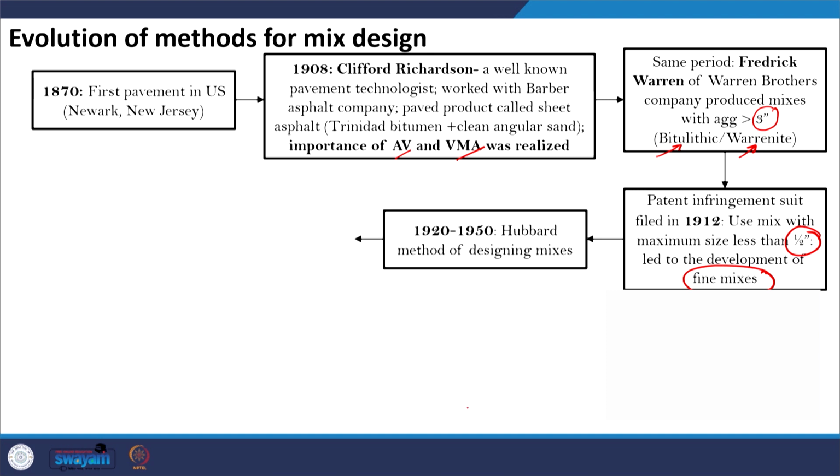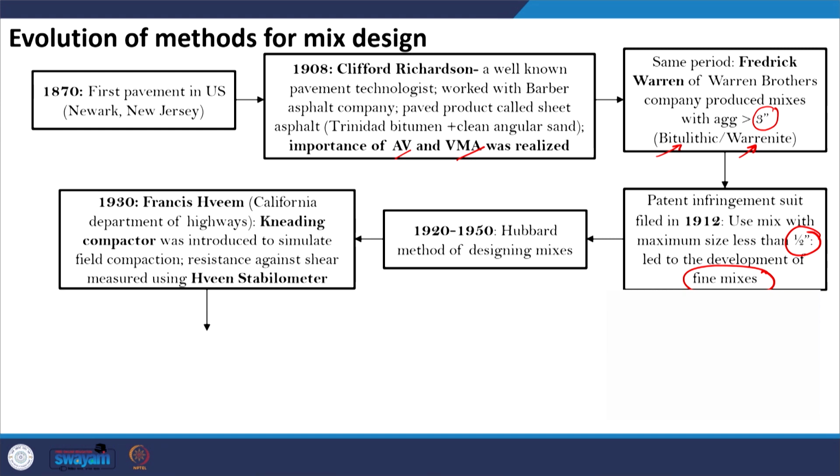Then further around 1920 to 1940, one of the initial or the first mix design methods was developed, which was named as the Hubbard method of designing mixes. So, the Hubbard method used stability tests to determine the performance of the mixtures. Some form of stability test was used.